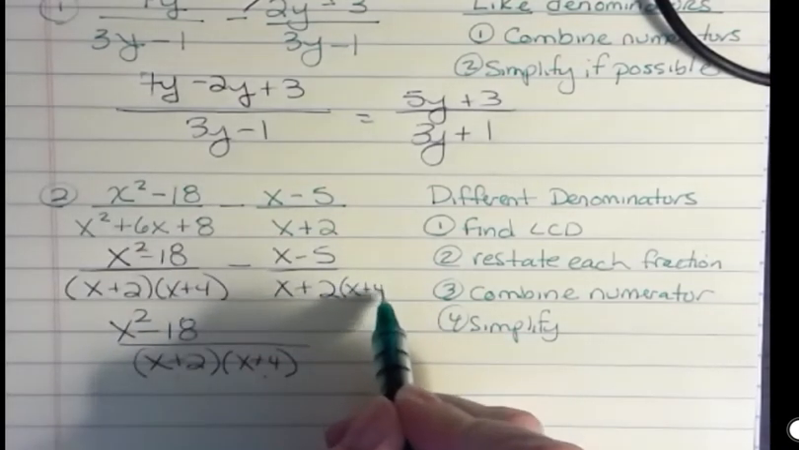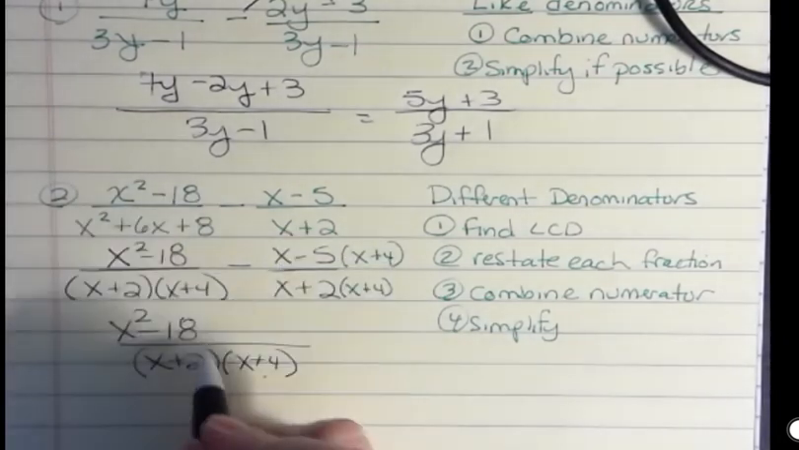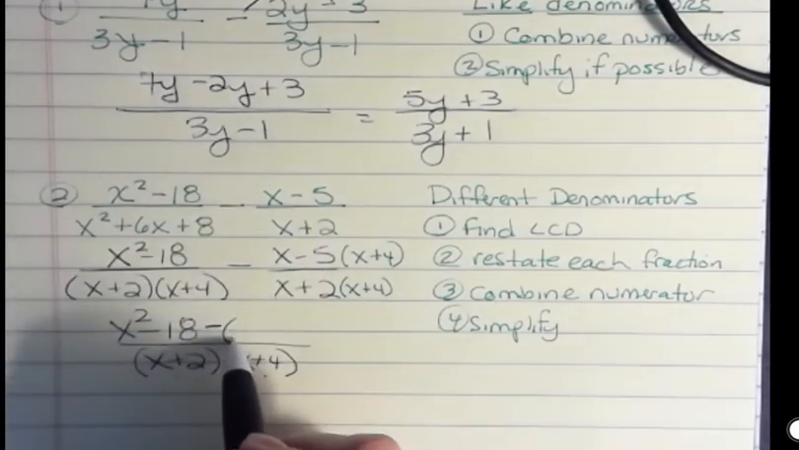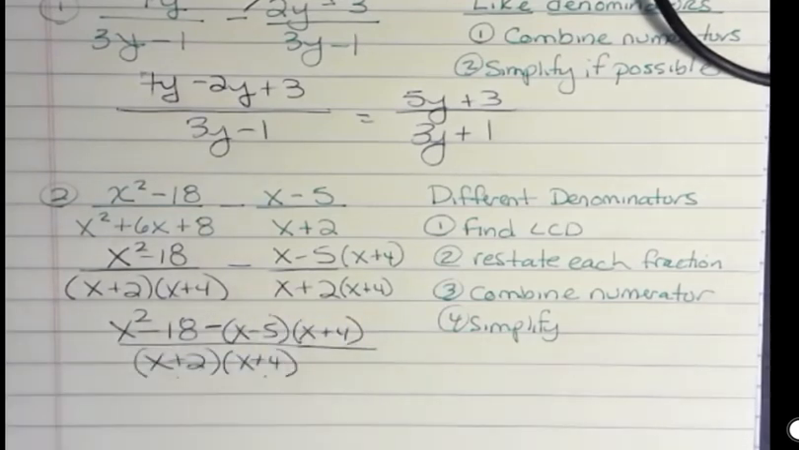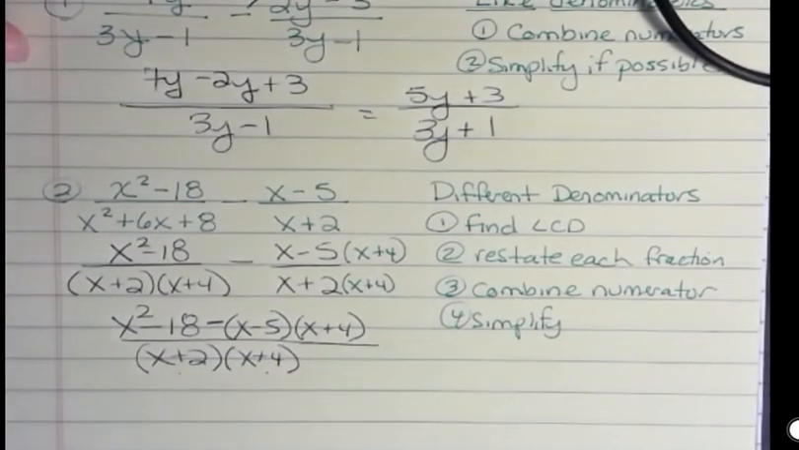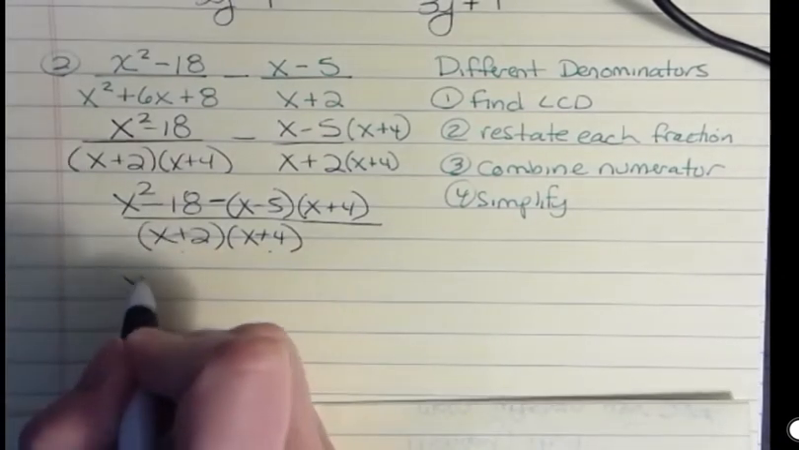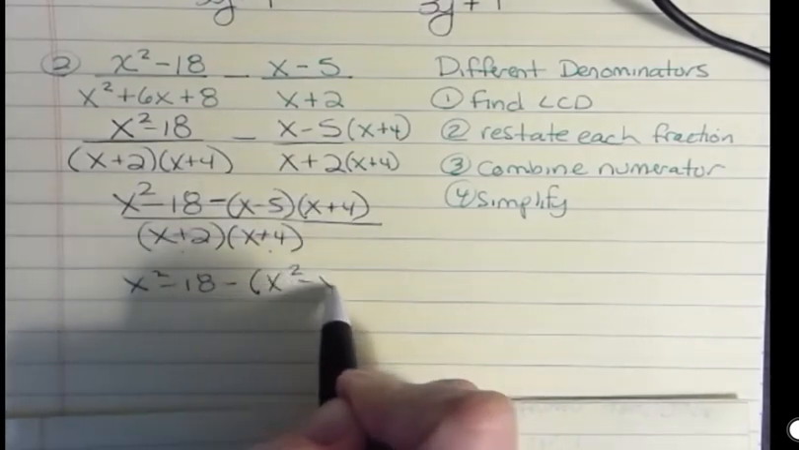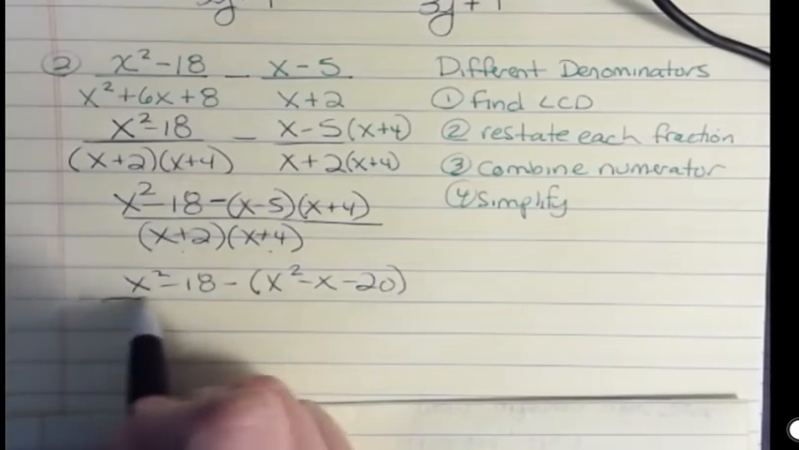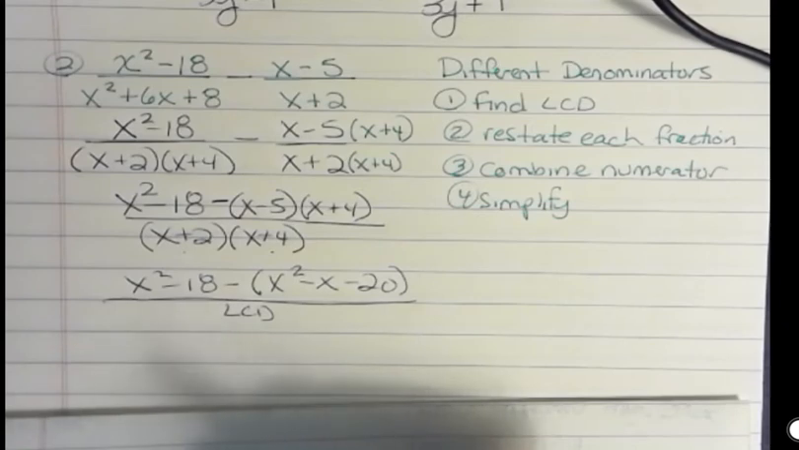My second term, though, is missing the x plus 4. So I have to multiply both the top and the bottom by x plus 4. And remember, I'm going to be distributing a negative sign through that. So after I multiply the top, I then have to distribute to get that correct. Now I'm going to go ahead and move this up a little bit. Multiply that out. So I have x squared minus 18, and then if I FOIL this, I get x squared minus x minus 20. And that's just the FOIL process you could do over at the side. And I don't want to forget about my denominator, so I'm just going to put LCD.